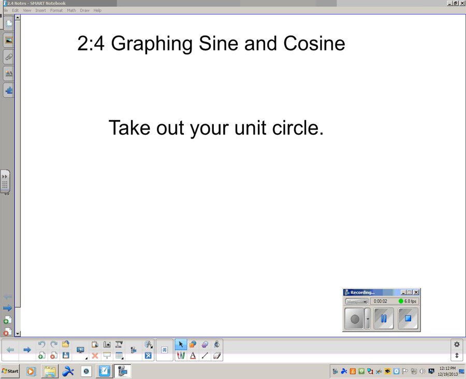So in 2.4, we want to learn how to graph a sine graph and a cosine graph. And we're going to focus on certain parts of transformation. So we're going to move them up, down, we're going to reflect them, and then we're going to vertically stretch them as well today. So you're going to need out your unit circle to be able to do this. So pull that out.